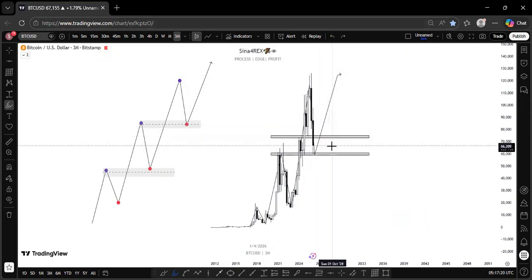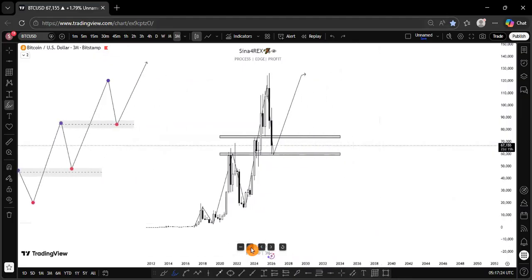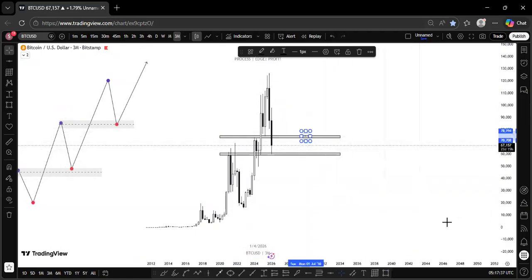Now, if I am buying BTC, there are some points that I am taking into consideration that will indicate to me that yes, price is fully bullish. One of those things is at this particular zone, which is the 75 zone.